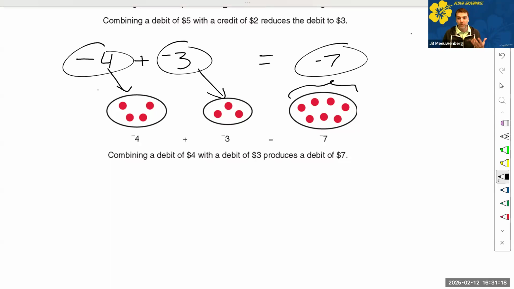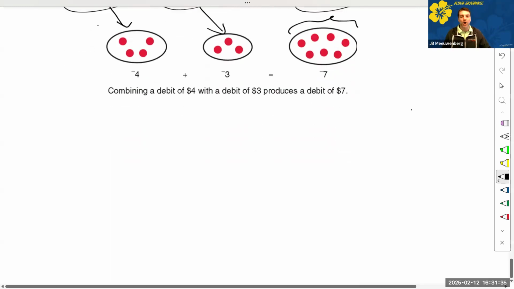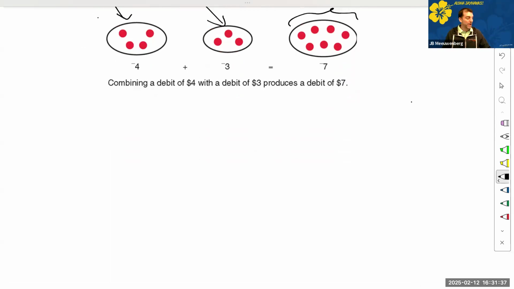Sometimes I see adult students, well, students of all ages, think that that might become positive when you are adding negative numbers. But no, you can see here that we're not, right? You just get more negative. It gets more negative. And so what we start to see are some rules that come about from addition. And so let's take a look at what those rules might look like.